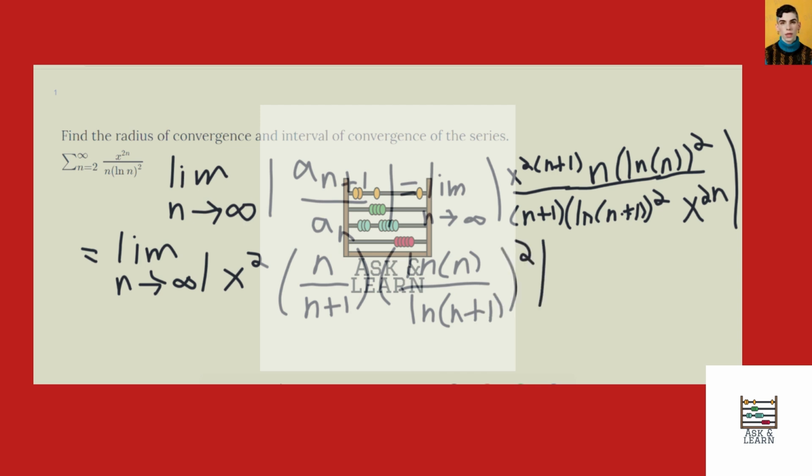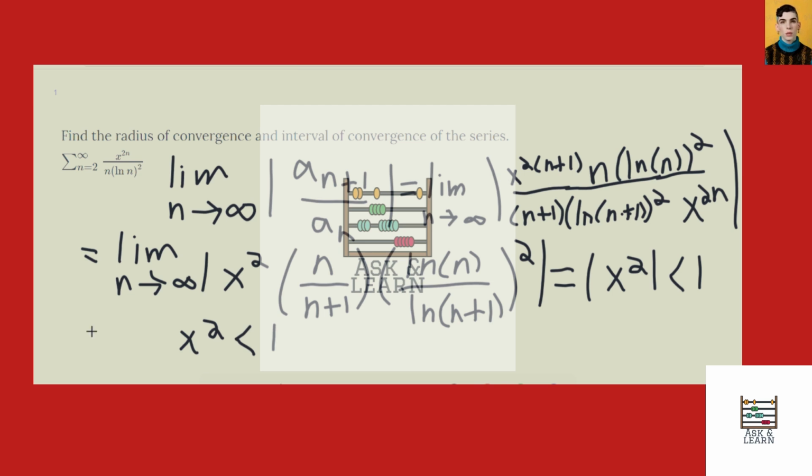As n goes to infinity, natural log of n divided by natural log of n plus 1 is going to go to 1. You can see that by applying L'Hopital's rule. And as n goes to infinity, n over n plus 1 is also going to go to 1. So this is just going to be absolute value of x squared, and we want for that to be less than 1. Okay, but x squared is already going to be something that's non-negative, so the only real condition here is that x squared is less than 1.